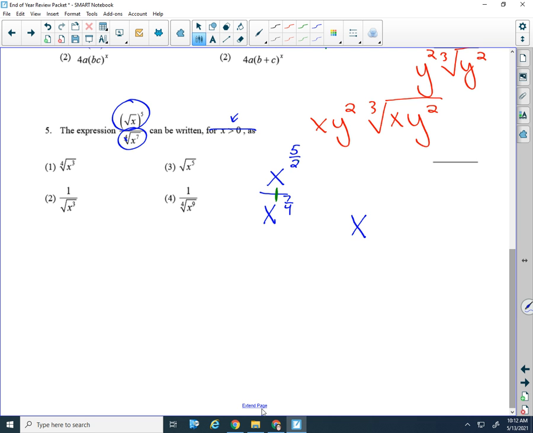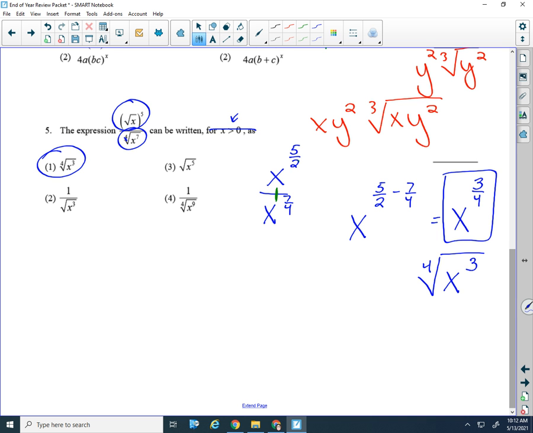We're still subtracting. So we're doing 5 halves minus 7 fourths. So you can either get a common denominator when you combine. I just put this into my calculator and I got x to the 3 over 4. This is simplest exponential form. Over here, they want us to choose from radical form. So it's the 4th root of x to the 3rd, which is option number 1.